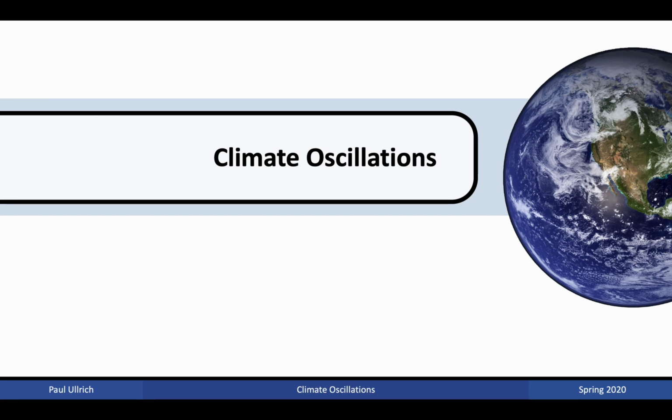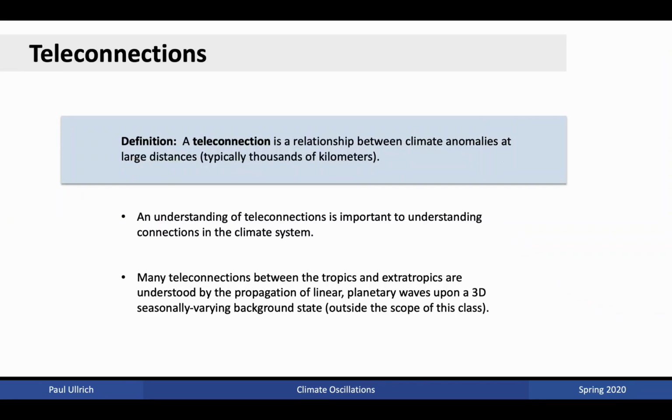Alright, now that we've talked about some of the timescales of the Earth system, let's turn our attention to some of the large-scale climate oscillations that exist. Climate oscillations, which refers to periodic behavior within the global Earth system, are closely connected with teleconnections. Teleconnections are relationships that occur between climate anomalies at large distances, typically on the order of thousands of kilometers.